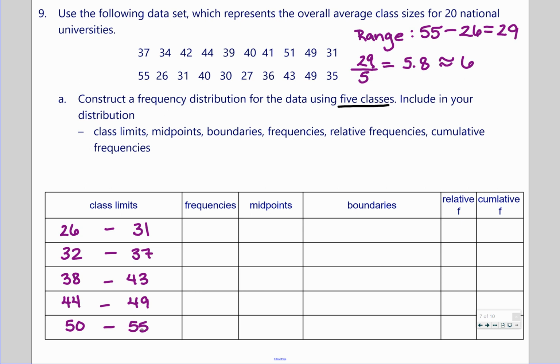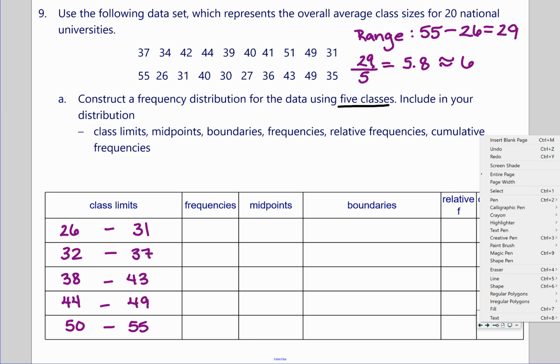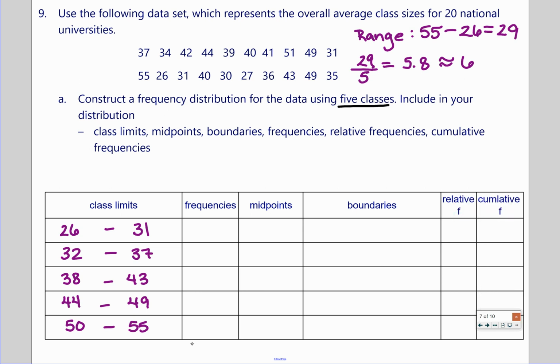Okay, so now frequencies, we're just going to tally them up. You can cross them out as you go, and we want to make sure at the end that the sum of our frequencies is 20, which means we've accounted for all the data that we knew we had to start. That was our n. Okay, so numbers that are between 26 and 31. I've got 1, 2, 3, 4. Okay. 5. Did I miss one? What did I miss? 30. Oh, yep. Thank you.